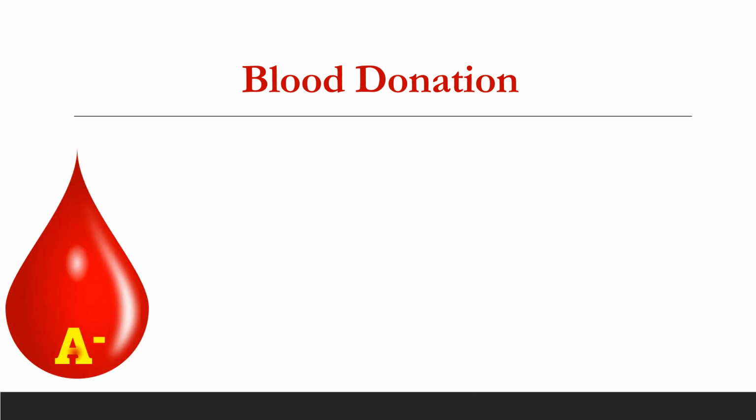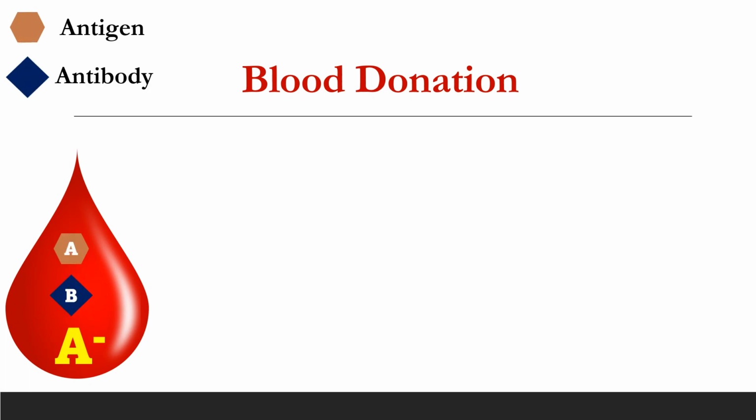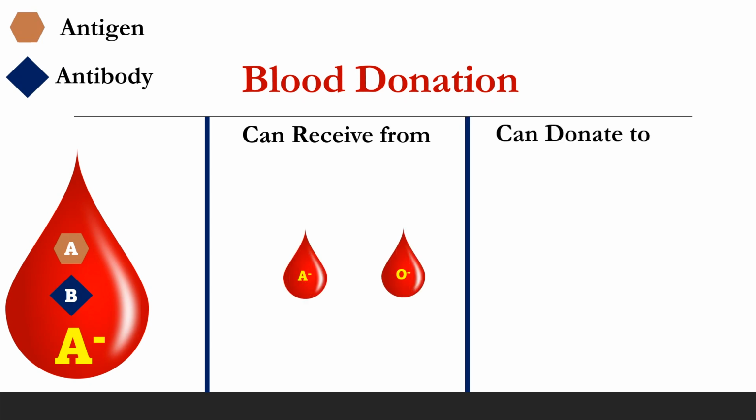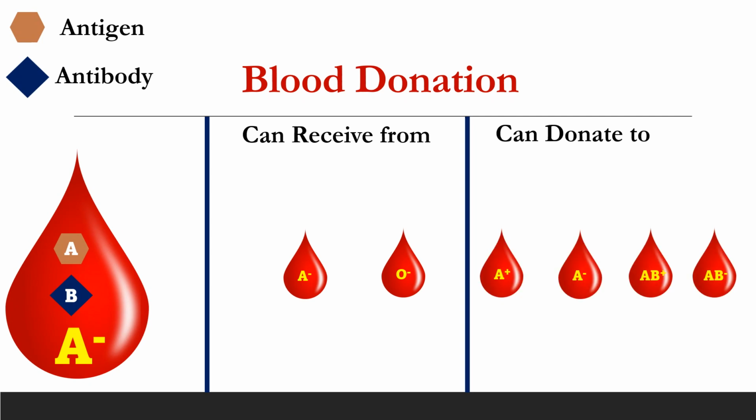Similarly, for A minus, they have antigen A and antibody B, and because it is negative, no RH factor is there. So they can receive blood from A minus and O minus, and they can donate blood to all the A and B group persons, so either A plus or A minus, AB plus, AB minus.